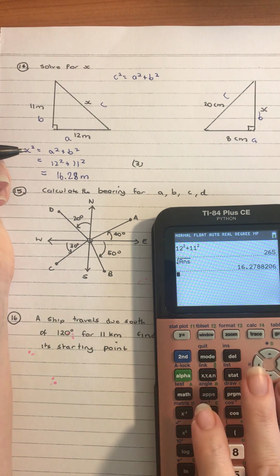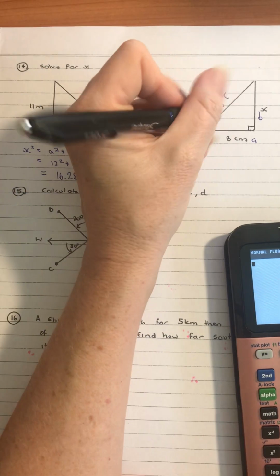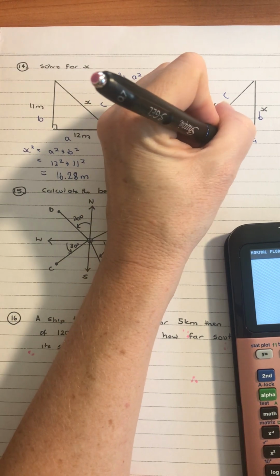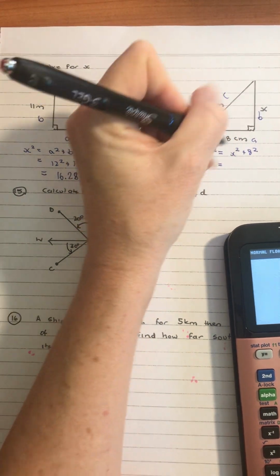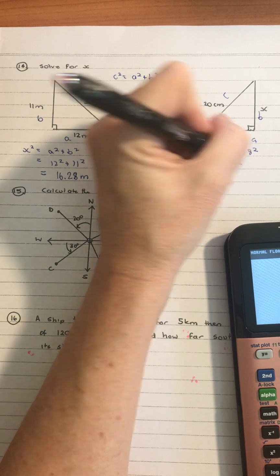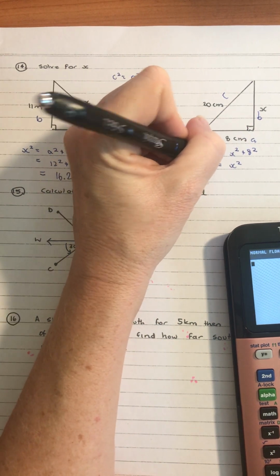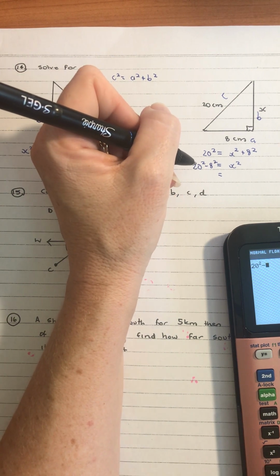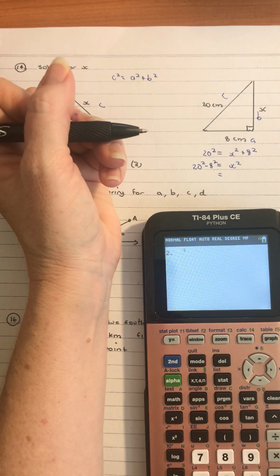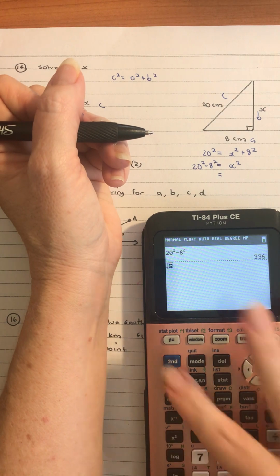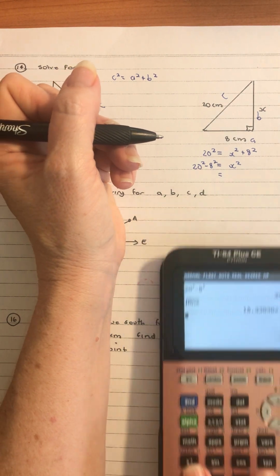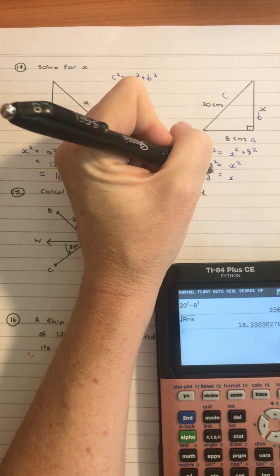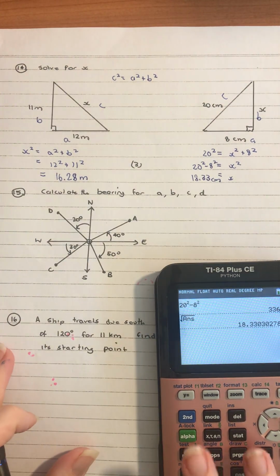16.28 to 2 decimal places. Over here, we're going to get our 20 squared is equal to our x squared plus 8 squared. So then to get the x squared on its own, we're going to do 20 squared take 8 squared. When we do 20 squared take 8 squared, we get 336, and the square root of that is equal to 18.33. And that is centimetres in that case.